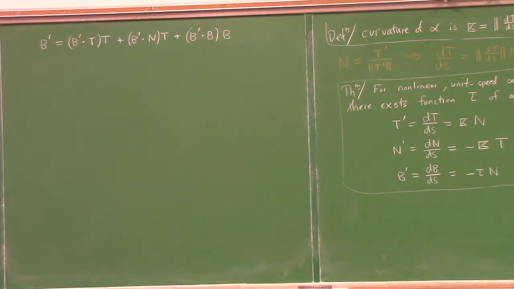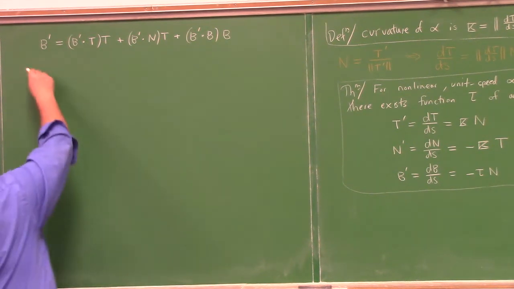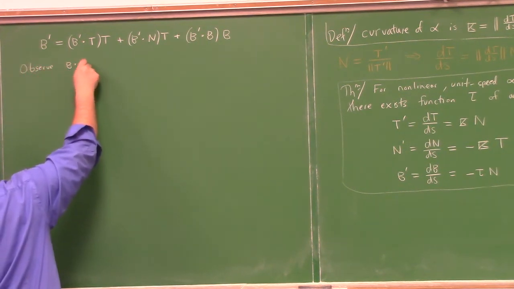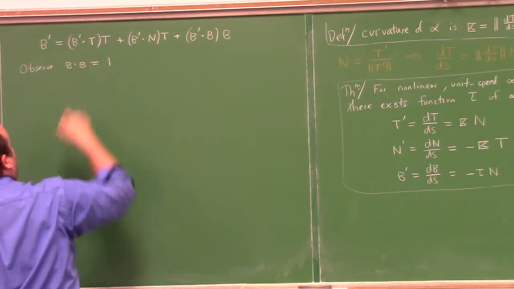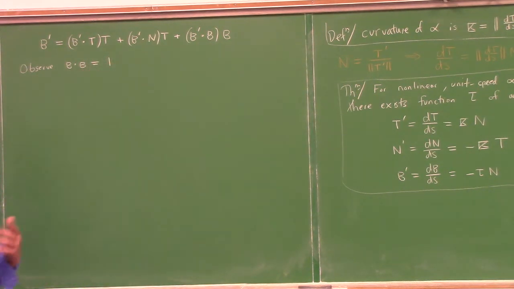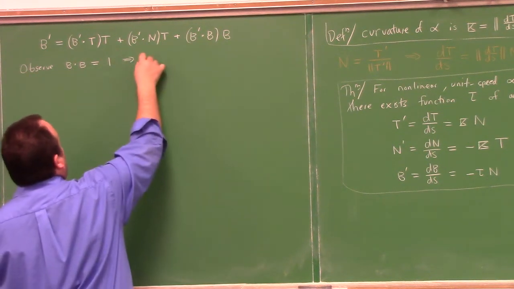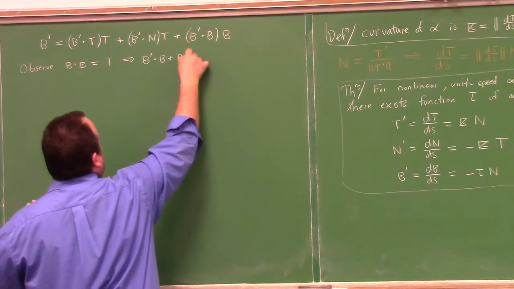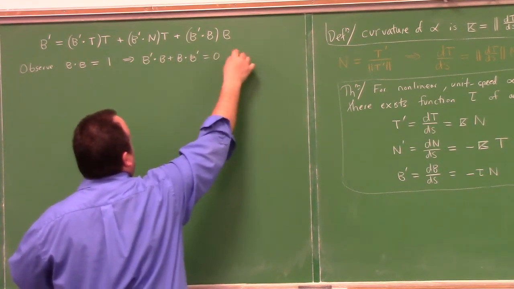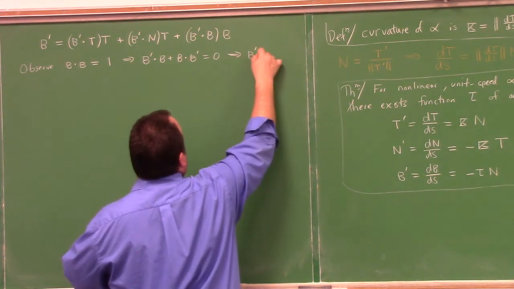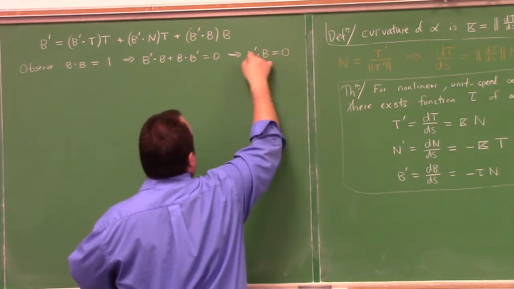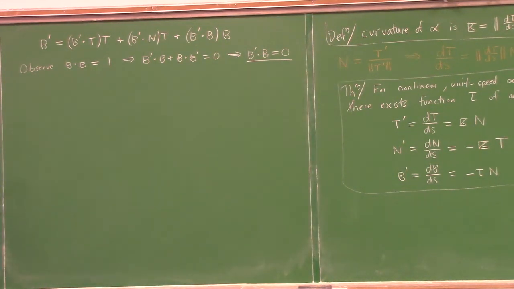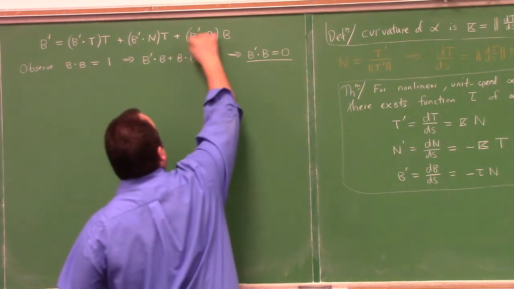All right? Now, one of those is easy. Observe, B dot B is what? B dot B is 1, because B is a unit vector. So differentiating gives me B prime dot B plus B dot B prime equal to 0, which implies that B prime dot B is also equal to 0. So, 0.